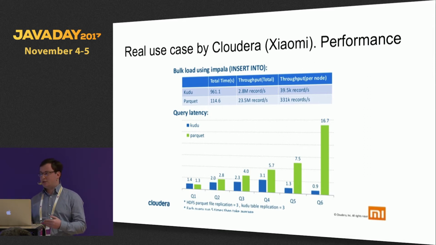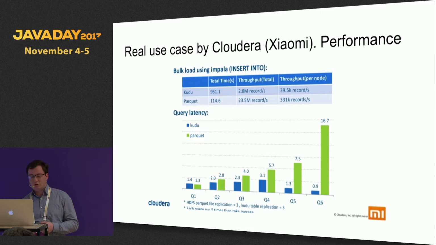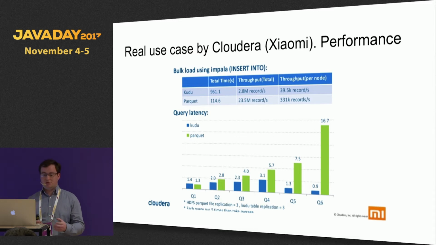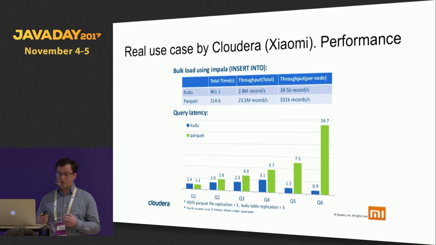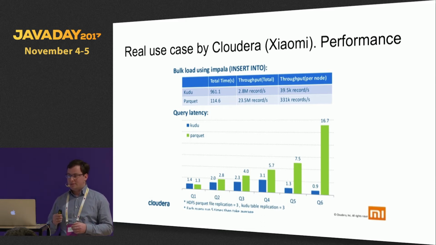What they get as a result is also a very big speed up in returning query results. Latency was reduced, on query 6 it's shown, from 16 seconds to 1 second. So you need to define: do you need fast inserts, or do you just need good latency in your queries?